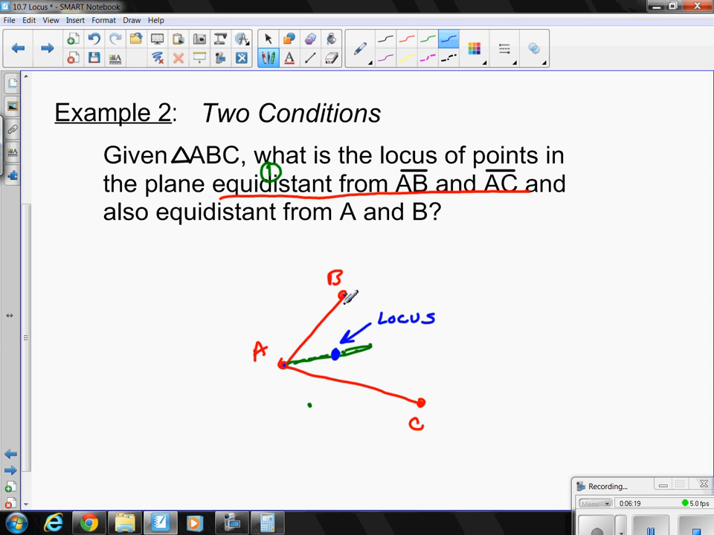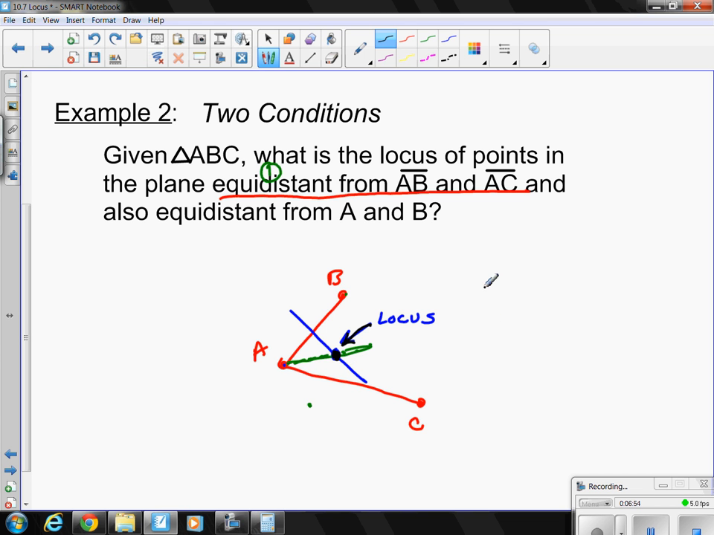Maybe I'll draw this out. All these points in blue are the same distance away from B as in A. Actually, that's not even true. Let me undo that. All these points are the same distance away. This point is the same distance away from A as B. So here is my locus, and that one point satisfies both conditions.